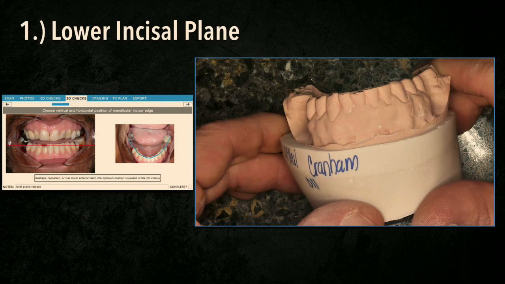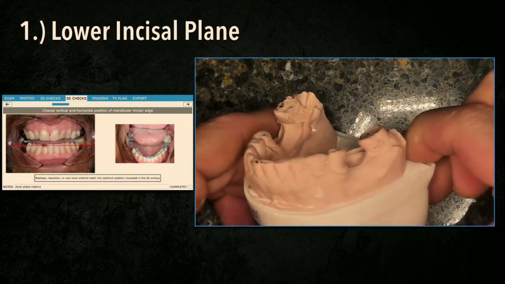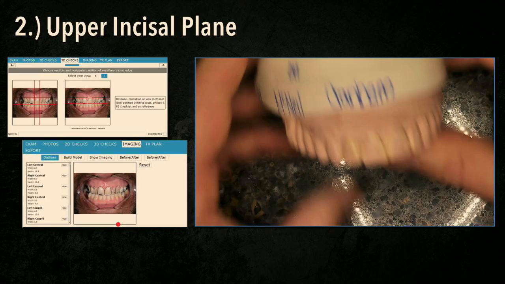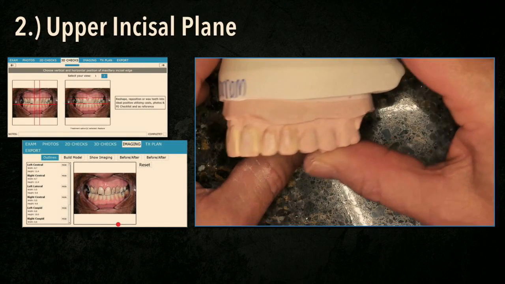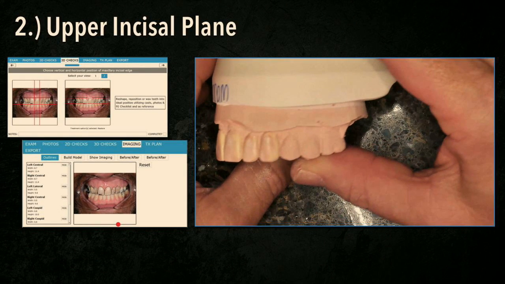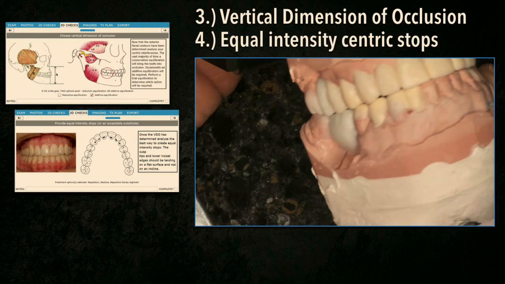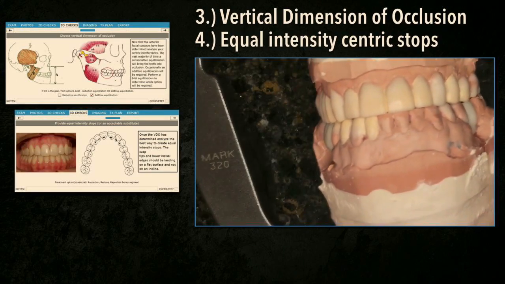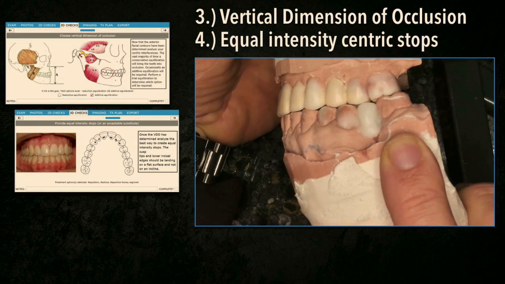Okay? So again, looking at the lower incisal plane, we can do some reshaping and a little bit of waxing down there. The upper incisal plane will wax to the aesthetic specifications we want. And there again, we're going to change vertical until we see the overbite-overjet relationship that we like. And develop our stops.